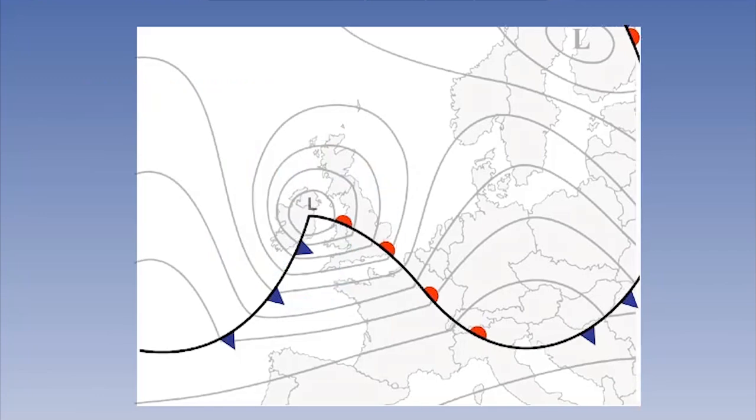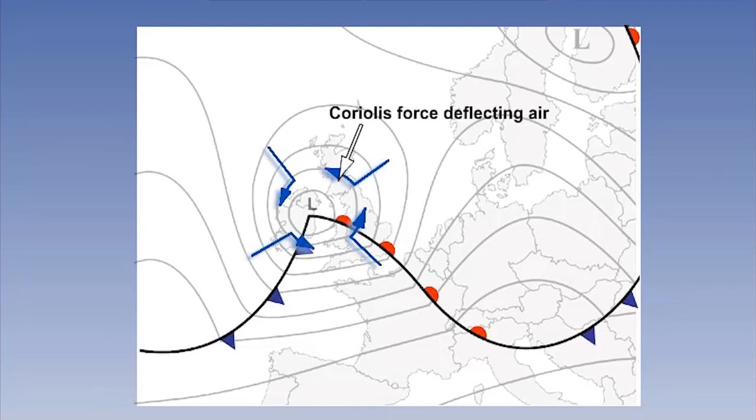The reason that there is rotational flow around the low pressure is due to the Earth's spinning. The spinning or rotation of the Earth will cause air moving into the low to be either deflected to the right in the northern hemisphere or to the left in the southern hemisphere. This apparent force creating this deflection is known as the Coriolis force. It is sometimes referred to as the geostrophic force.